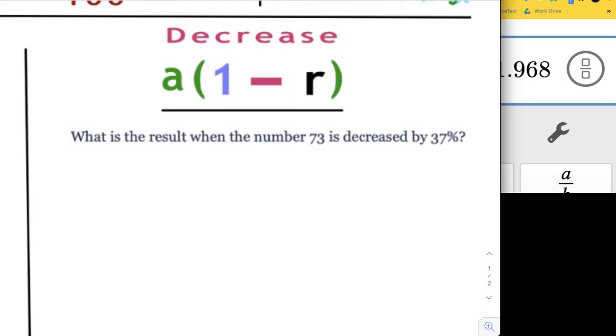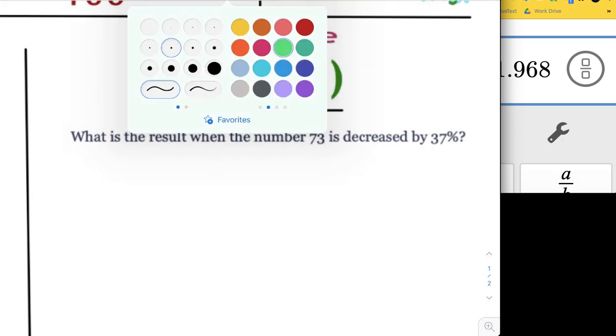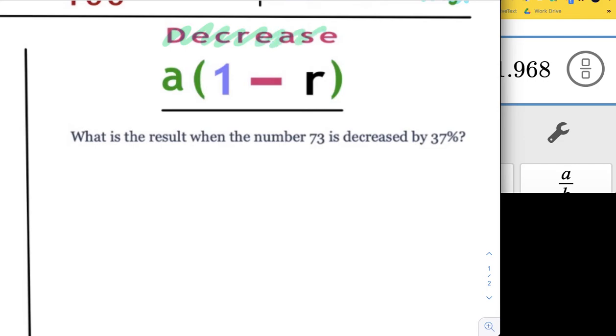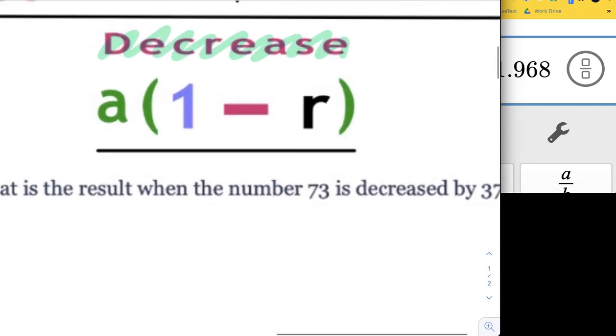Right? So this here says decrease. So decrease means the numbers are getting smaller. We're going down, right? A decrease usually is a discount at a store. The price is going down. But just like the other formula, we're going to start with A, which is our original number, times 1 minus, right? Because it's a decrease, R, the rate, parentheses. Exactly the way we see it.